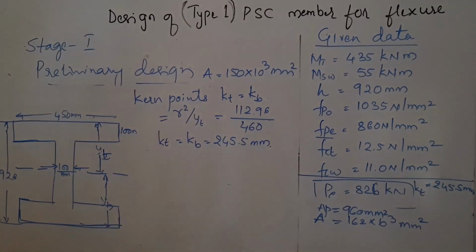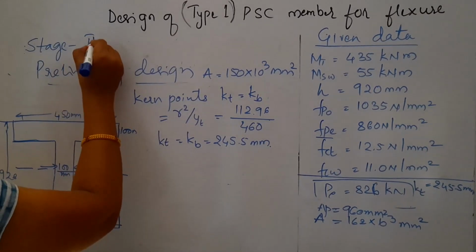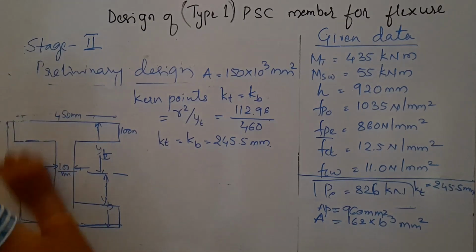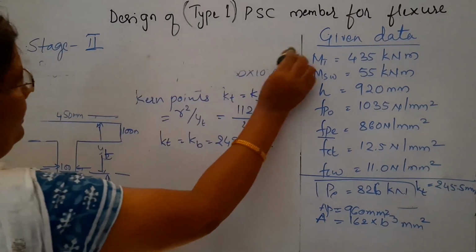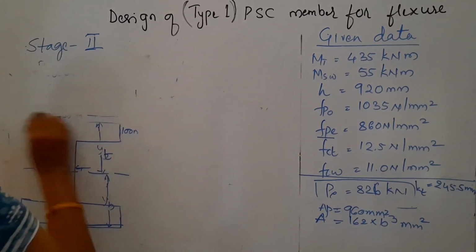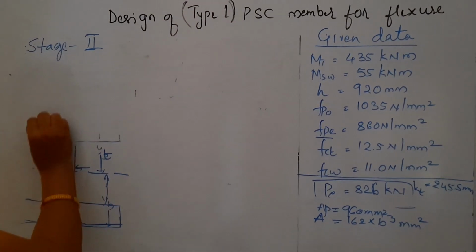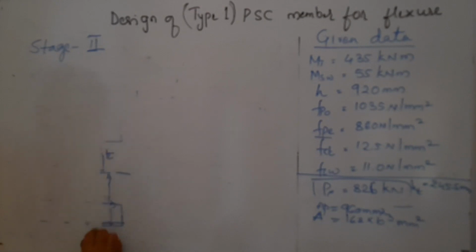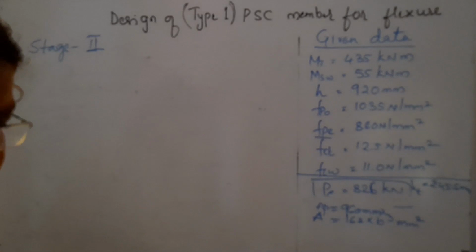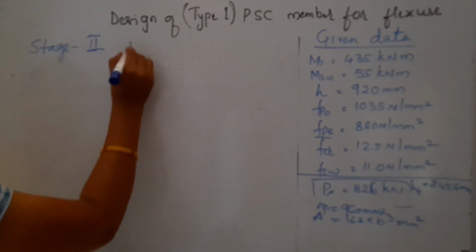Now we will move to stage 2, that is final design. That means checking of these and the calculation of eccentricity. Final design means all these values we have selected, whether satisfactory or not, we have to check. If not, we have to redesign once again. Here, the second stage is final design.